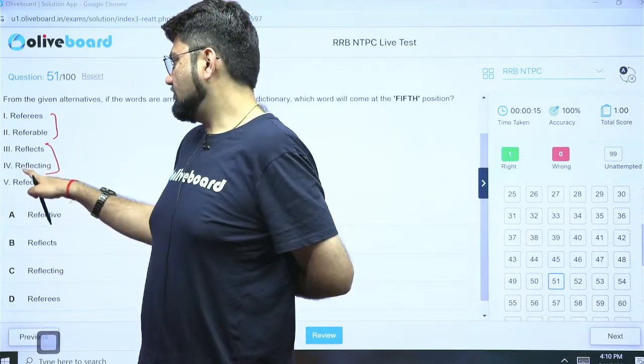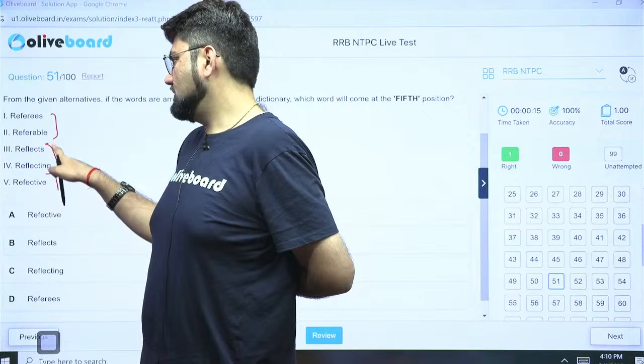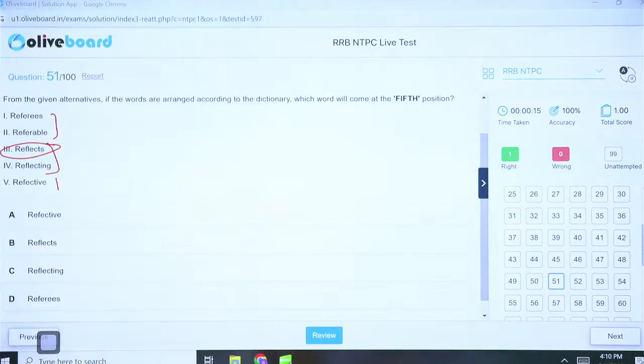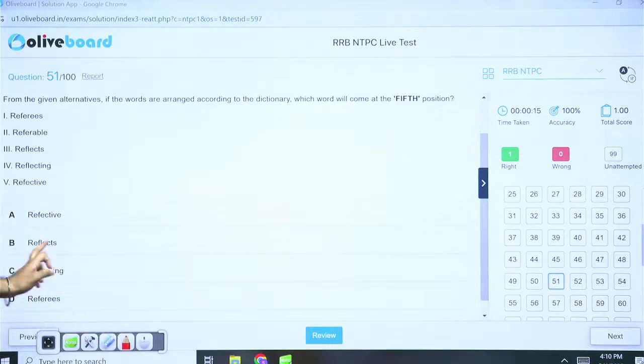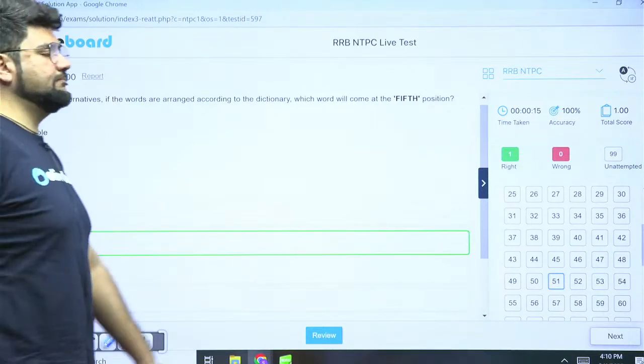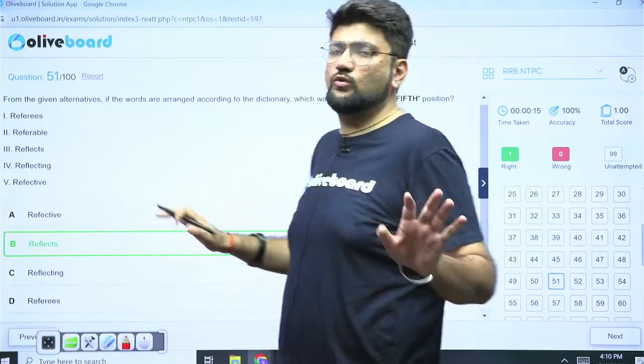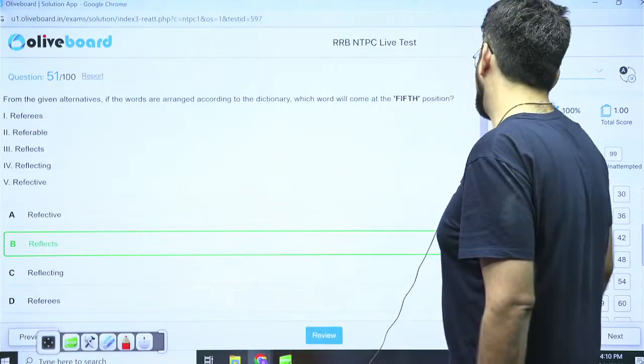So reflect, reflect, S and I. This will be the last one. Reflects because of the S and I. So we have 19 and 9. So 3 will be the right one. 3 is reflects. Option B is the correct answer. Okay. A lot of students unnecessarily arrange it in the complete dictionary order. Don't do that. Not needed. Don't waste your time unnecessarily.